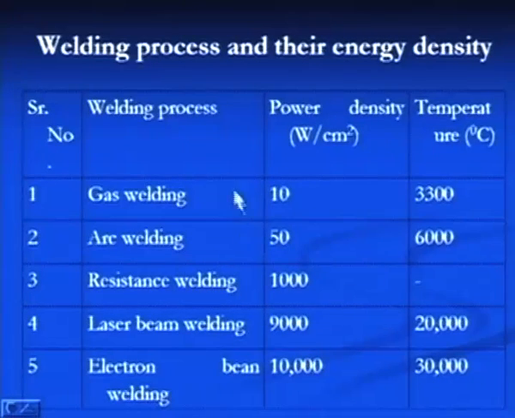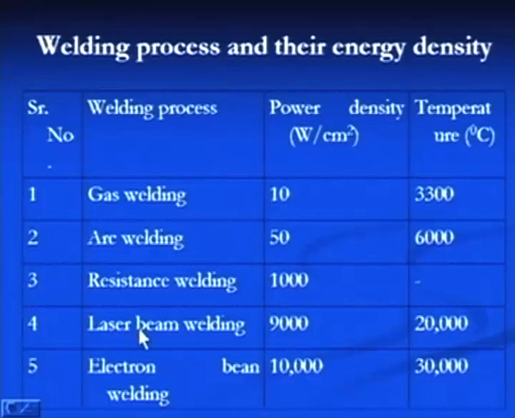A comparison of the different welding processes in terms of power density and temperature can be seen here. Gas welding is considered a low power density process. Its power density is around 10 watt per centimeter square, and the maximum temperature generated is 3300 degree centigrade. In arc welding, it is about 50 watt per centimeter square power density, and temperature is about 6000 degree centigrade. Resistance welding processes offer a higher power density, around 1000 watt per centimeter square, and the temperature varies right from the interface to the electrode contact surfaces.